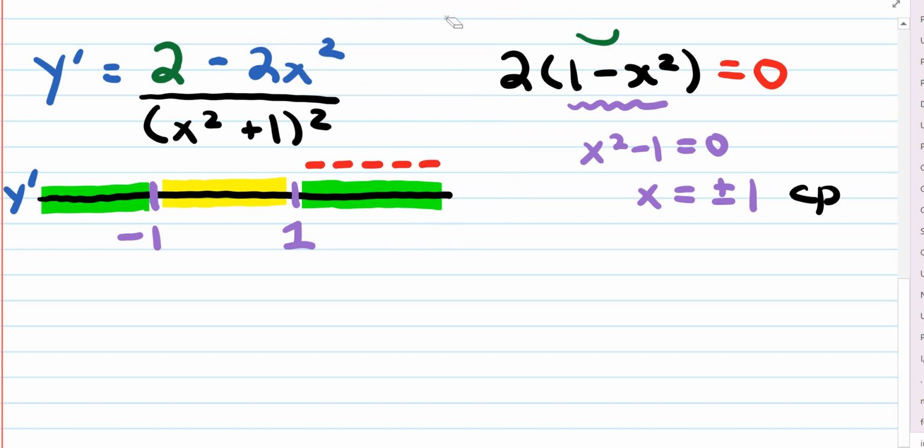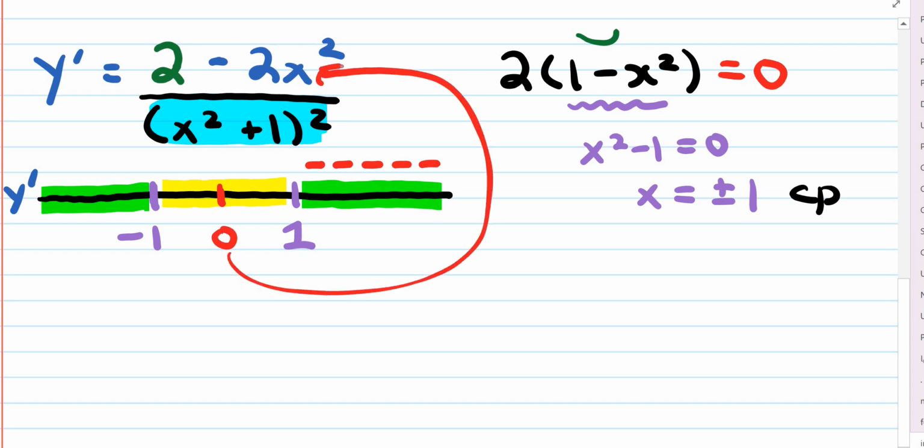One more thing that you want to note is the denominator here is always going to be positive, so you don't need to put any numbers into the denominator there. Now a number in the middle here, in the yellow region, it could be 0. So if I plug in 0 over here, 2 minus 0 is going to be a positive expression.